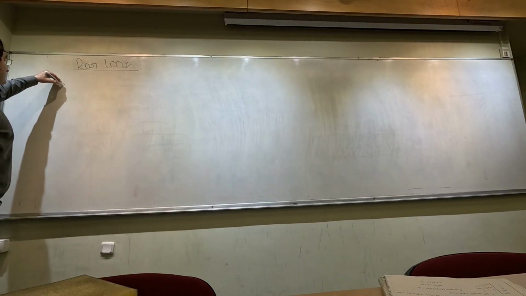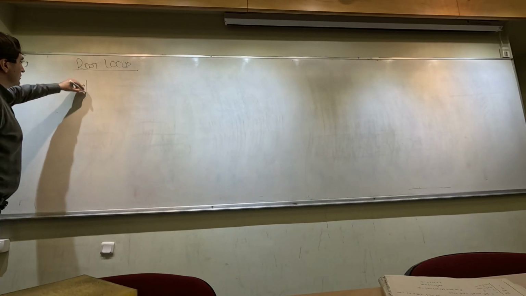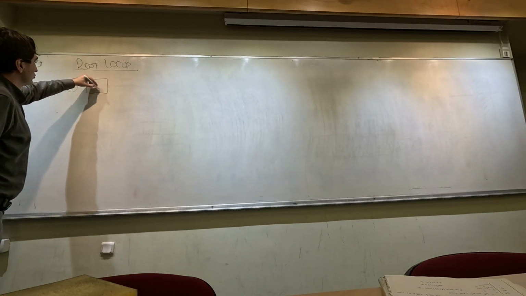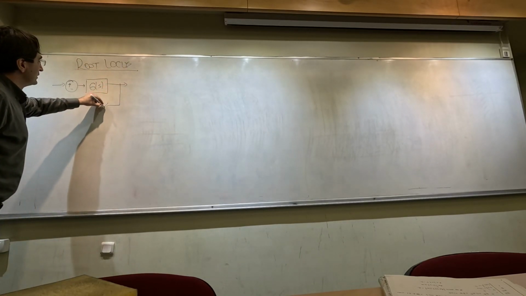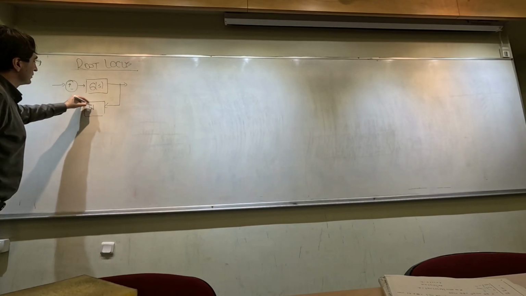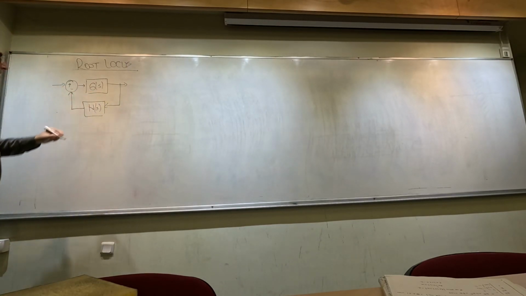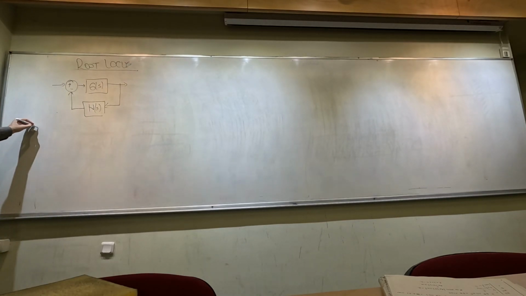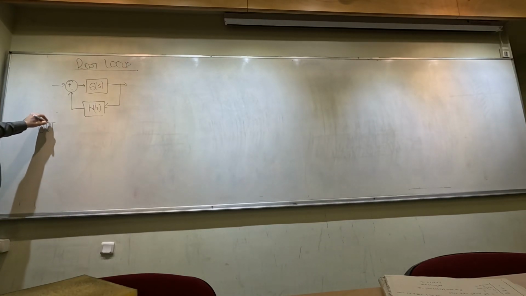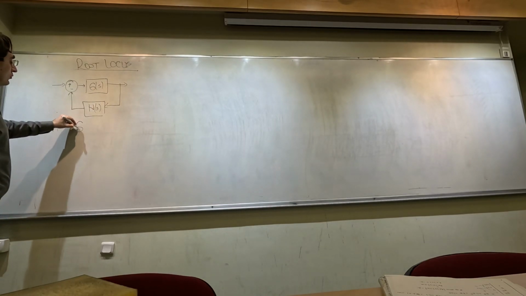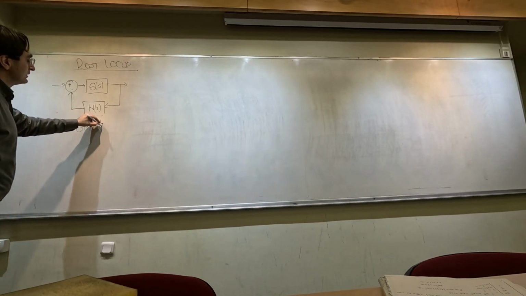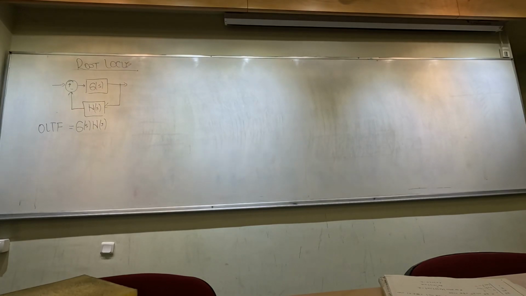So here we are going to start with an open loop architecture, closed loop architecture here, given in the following form. Okay, so I have G of S, H of S given like this, and we know that the open loop transfer function here is G of S, H of S. Okay, that is our open loop transfer function.